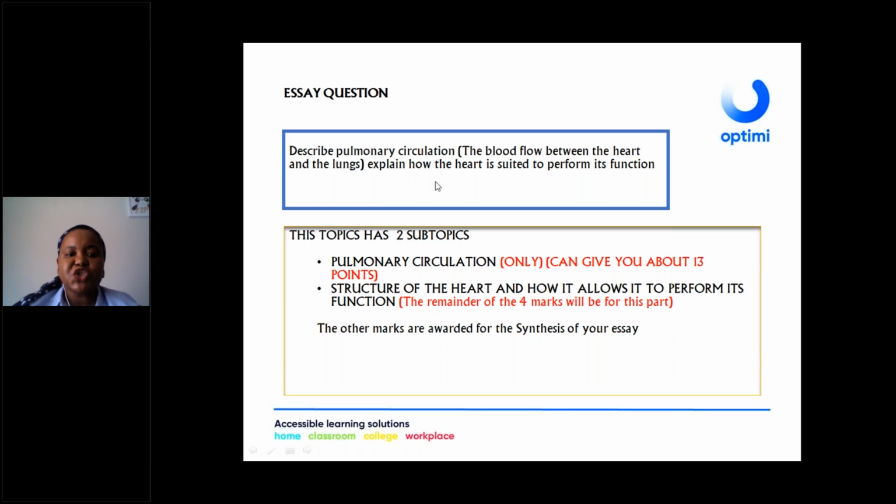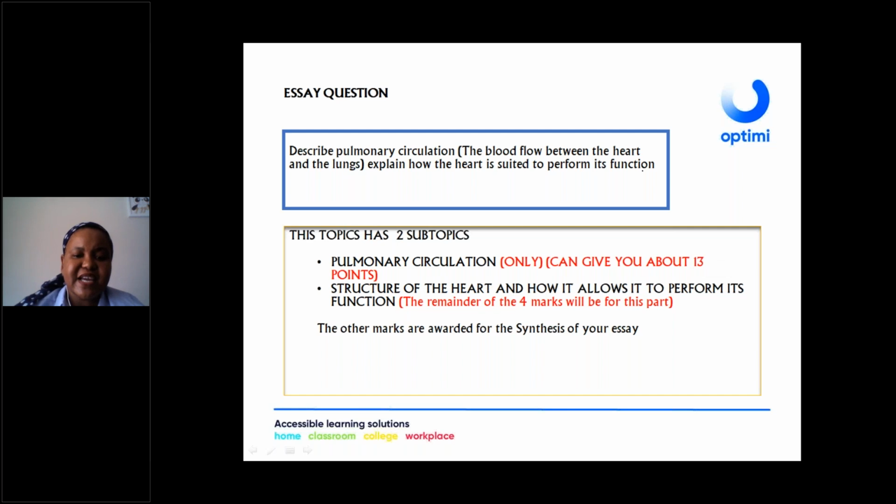Next, we will need to explain how the heart is structurally suited to perform its function of pumping blood into the lungs and away from the lungs to other parts of the body. So we're going to look at the structure of the heart and what about it allows it to perform its functions. Our two subtopics would be pulmonary circulation, which will give you about 13 marks, and the structure of the heart.